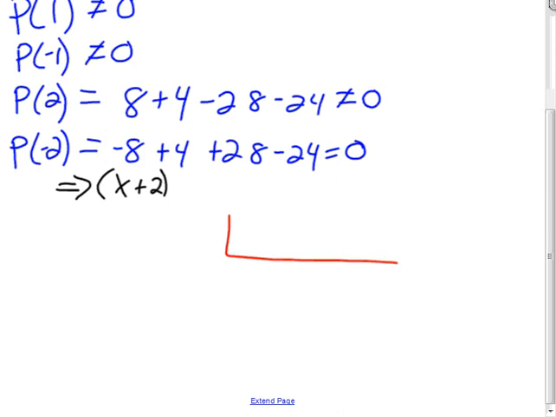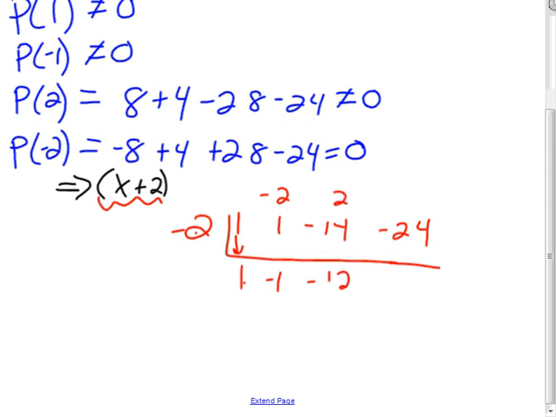I'm doing synthetic. So 1, 1, negative 14, negative 24. And then the number that made it 0 was negative 2. Remember, with the factor, it's what makes it 0. That's what goes outside. So drop down, multiply, add, multiply, add, multiply, add. Remainder 0, it has to be. So that makes this x squared minus x minus 12.